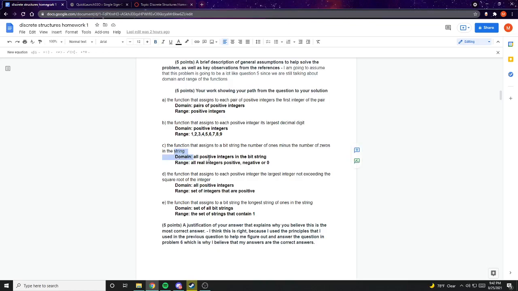C, so the domain I had as all positive integers in a bit string, and the range I said was all real integers, positive, negative, or 0. Gotta include 0 because I didn't know this for some reason, but 0 isn't considered negative or positive.